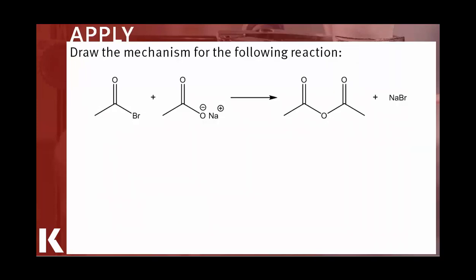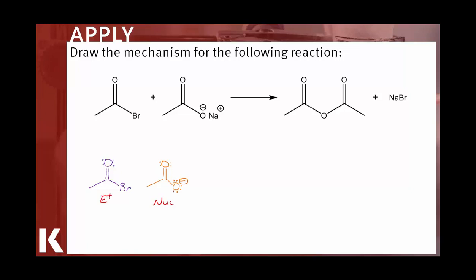Now go ahead and get a little bit more practice. Draw out the mechanism for this reaction. You always want to find your nucleophile, your electrophile, and see if there are any leaving groups in there as well. So it looks like we have our acyl halide and our carboxylate, just like we had in that previous example, which means we have our nucleophile and we have our electrophile.